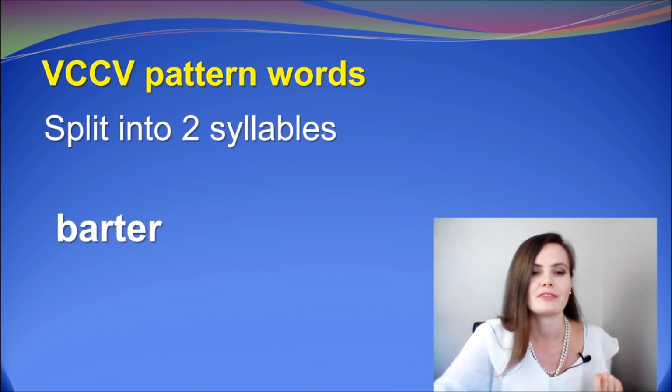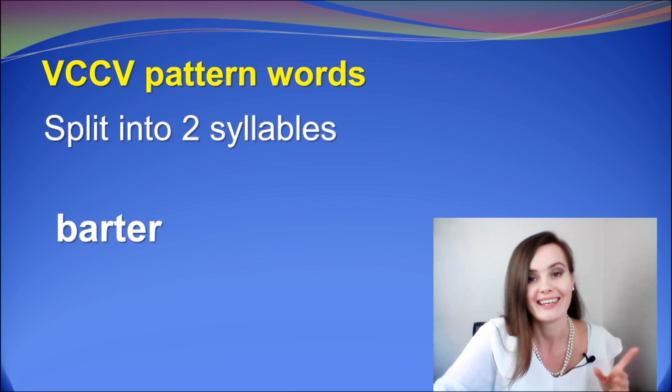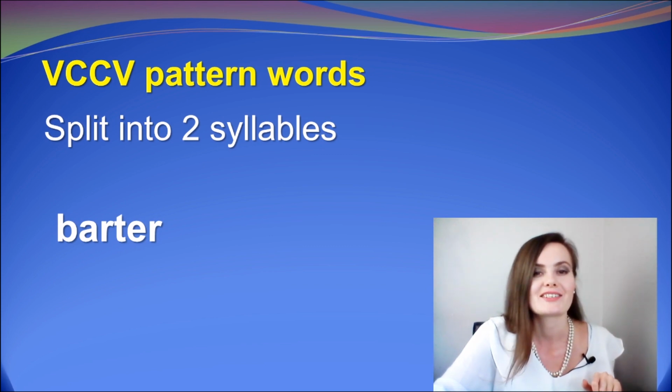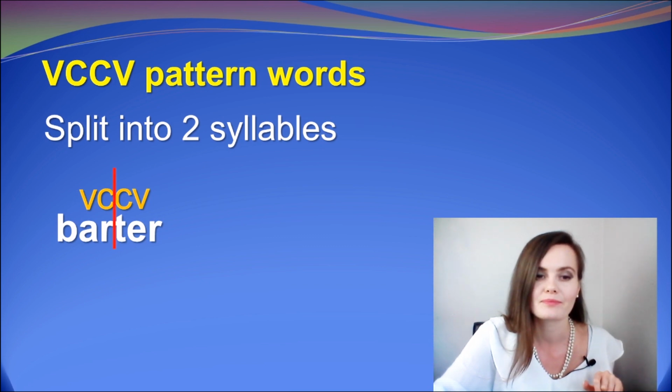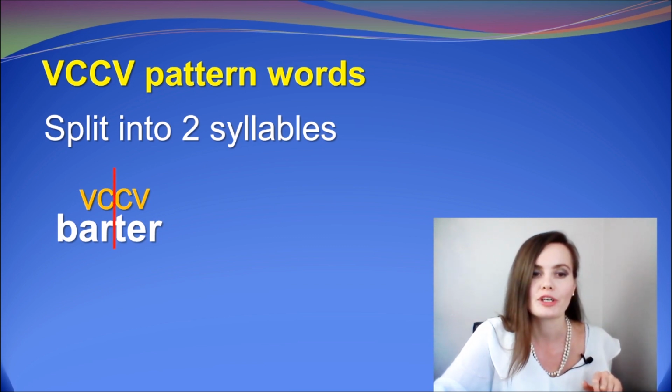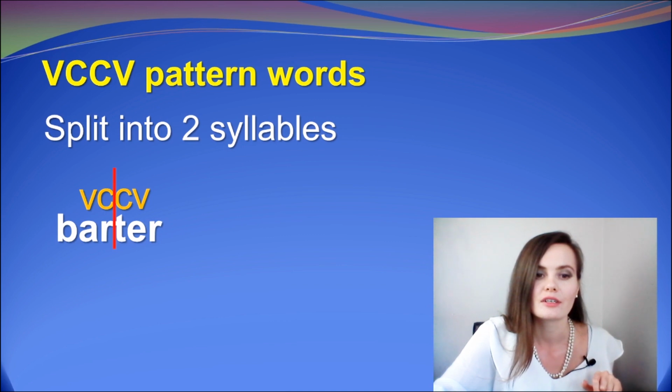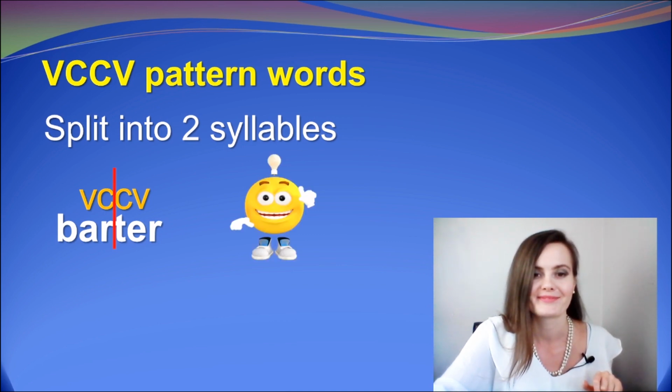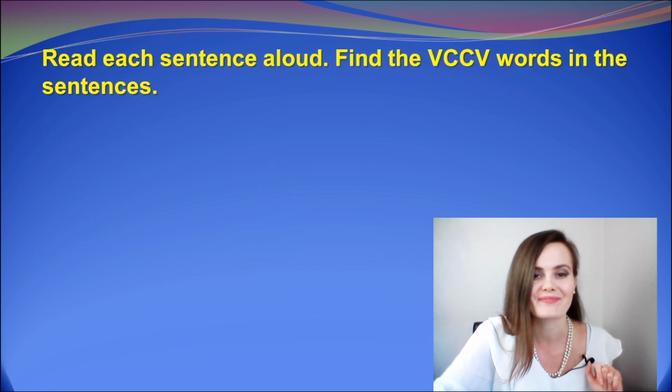Next word, let's see if you can read it and use it in the future. So vowel, consonant, consonant, vowel, split. So we get the word barter, barter. Here you go, you got it.